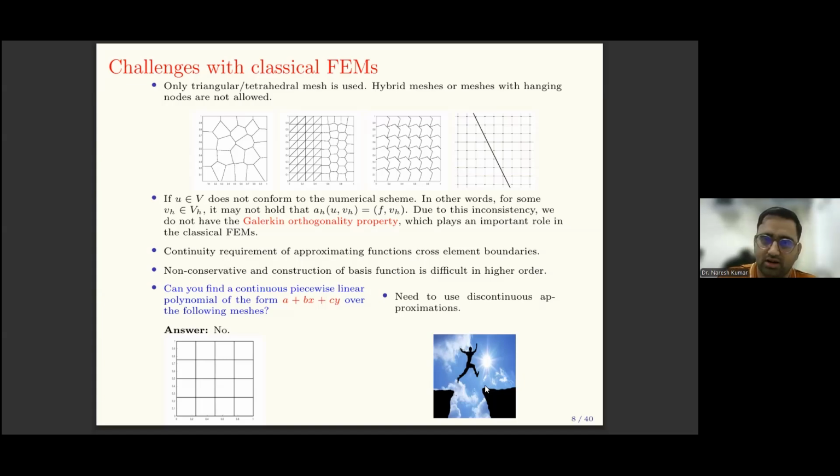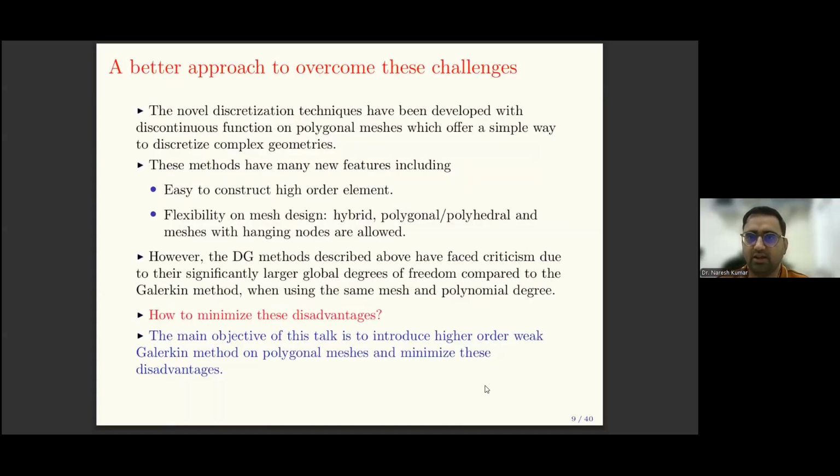So now we look into this matter: how can we overcome the challenges in the classical FEM? In the literature, various methods have been developed for discontinuous functions on polygonal bases. These methods may be easy to construct. We can easily construct higher order elements, and there is flexibility in mesh generation too. We can use polygon meshes, non-convex meshes, hybrid meshes, and meshes with hanging nodes.